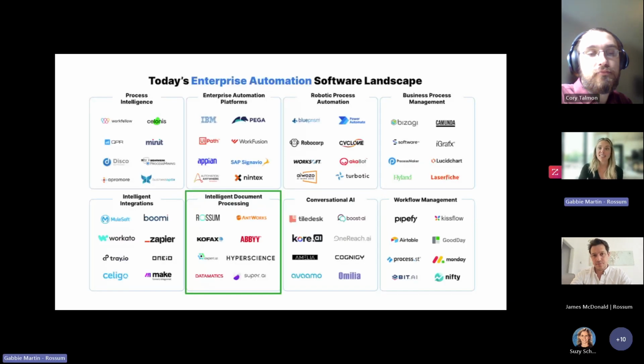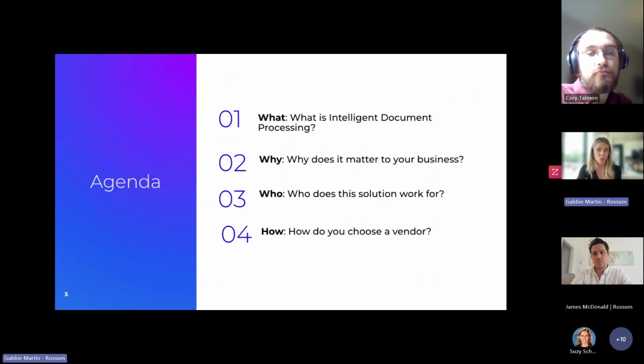Now, as you can imagine, there are many different types of repetitive tasks that can be automated. But today, we'll focus on IDP, Intelligent Document Processing, which you see in the green square on the bottom left of your screen. So today, we'll be talking about what IDP is, why it matters to your business, what types of companies this works for, and how you choose the right IDP vendor for your business.